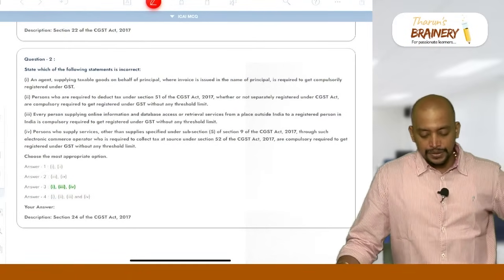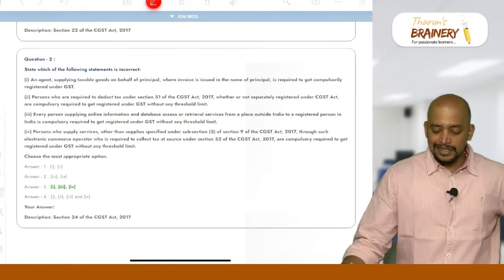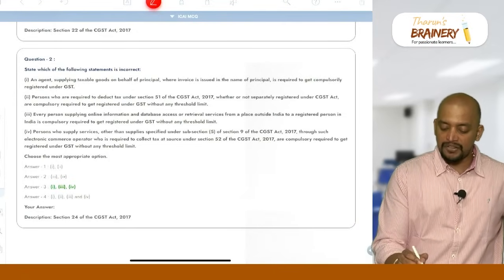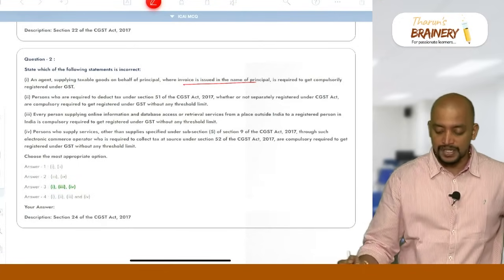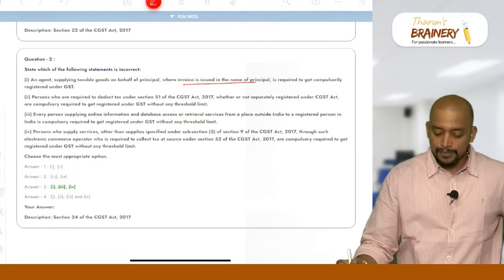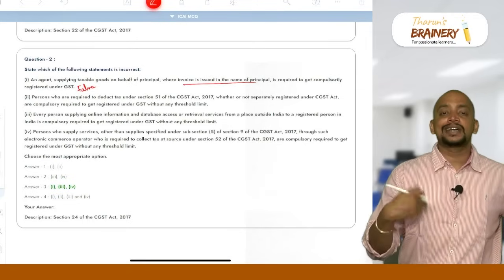Then question number 2, state which of the following statements is incorrect. An agent supplying taxable goods on behalf of the principal, where the invoice is issued in the name of the principal, is required to get compulsorily registered under GST, false. So they are not required to. Only an agent acting on behalf of the principal.